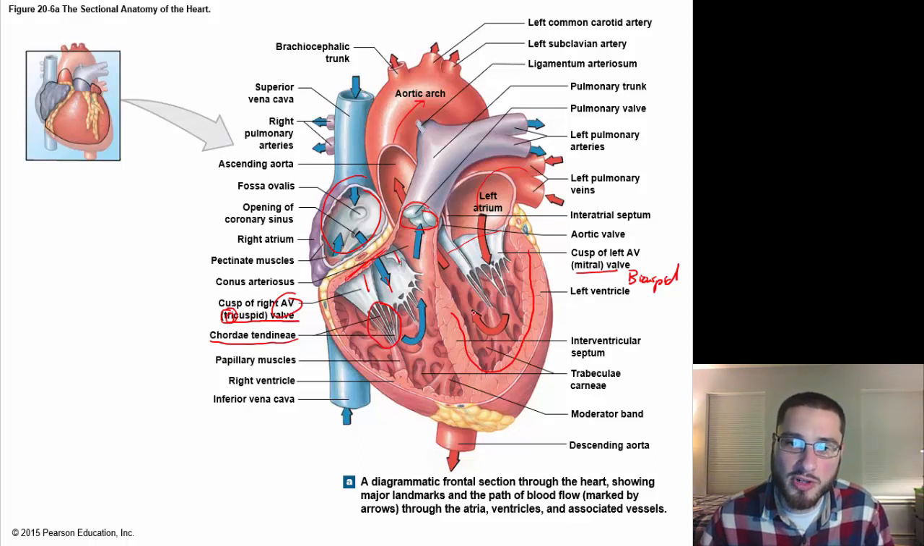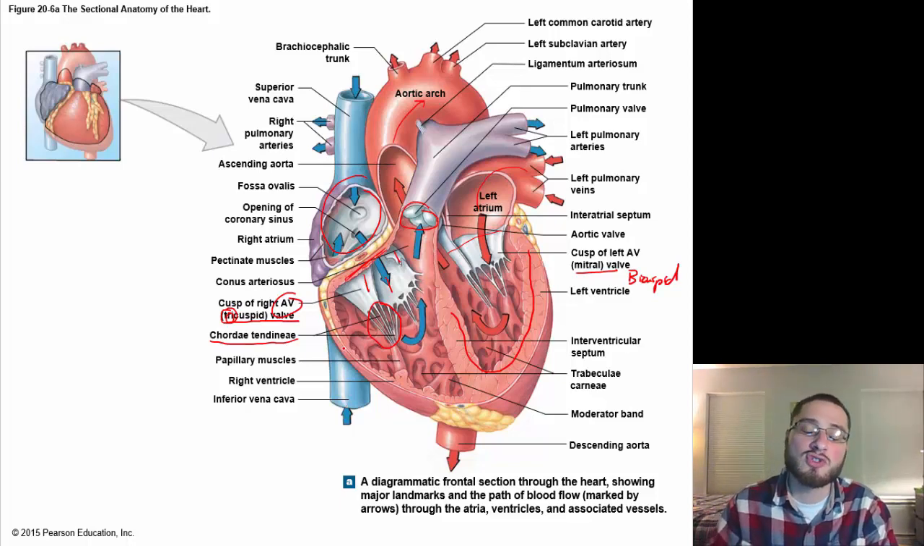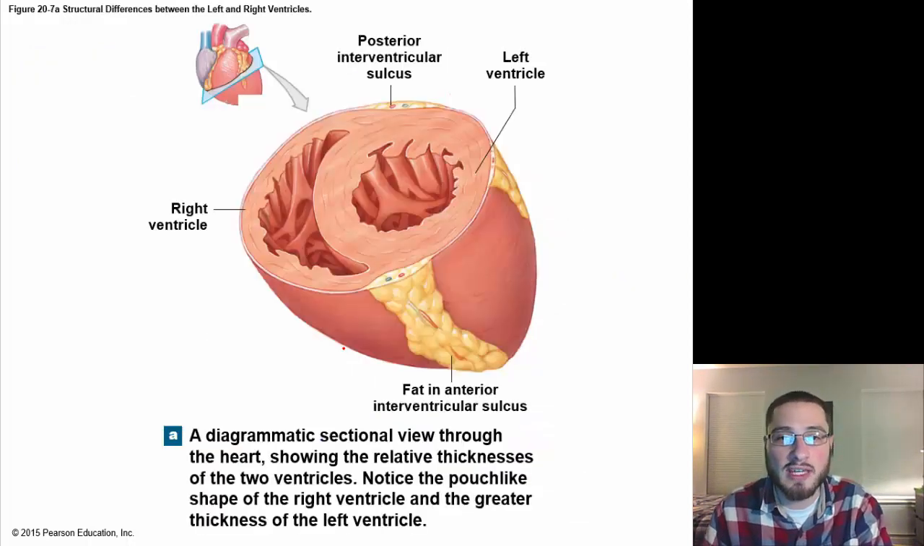So it's important to know these steps: how it goes from the inferior and superior vena cava into the right atrium, makes its way around to this, then eventually ends up at the systemic circuit, and then makes its way back to the inferior and superior vena cava to start all over again.